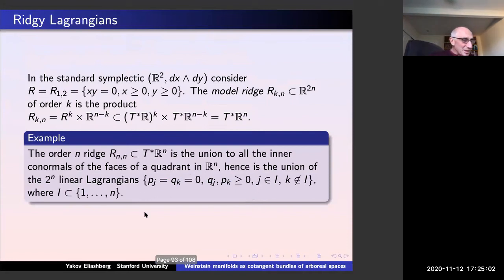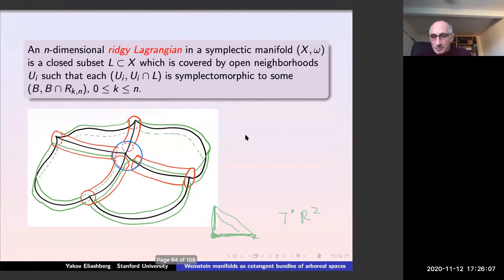What is interesting is the following point of view on Ricci of order n. For instance, of order two: take a plane, and in the plane take a positive quadrant. Then in T star of R2, consider the positive conormal to all faces of this quadrant. That means the conormal to the quadrant itself, the conormal to this edge, a half plane, the conormal to this edge, another half plane, and the conormal to the vertex is a quarter plane. That's what you get in this picture, a picture of a Ricci Lagrangian.